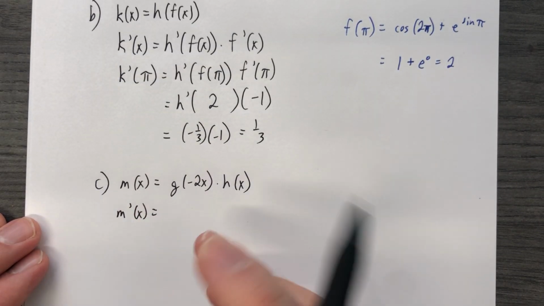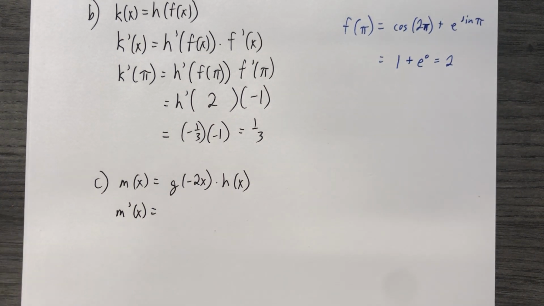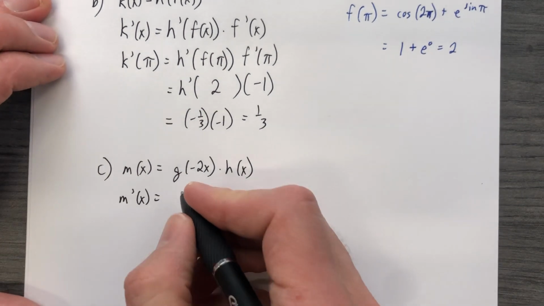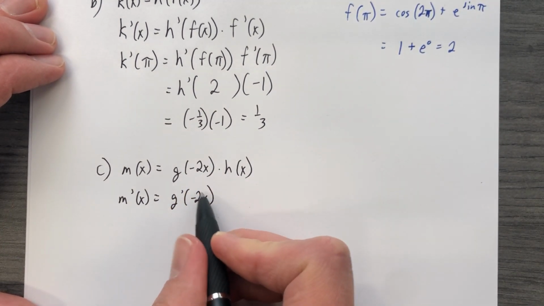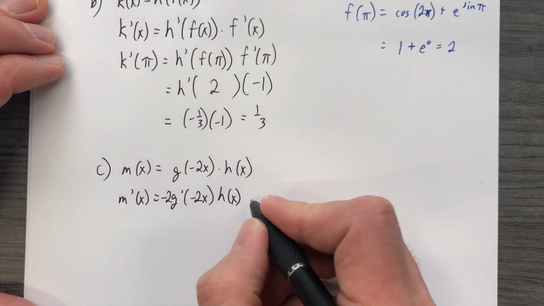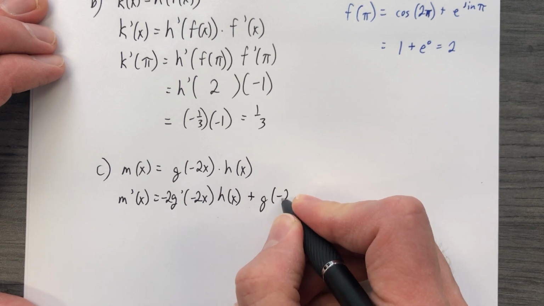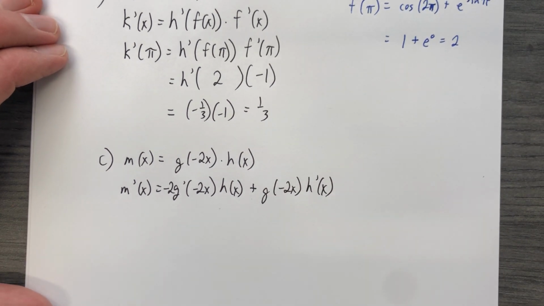So this is going to be product with a chain, actually. So f prime g plus f g prime. I'm using f and g arbitrarily here. So the derivative of this, multiply by the derivative of negative 2x, so negative 2, and then h of x, plus, and then keep this one intact, and then h prime of x. There we go. So there's our derivative.